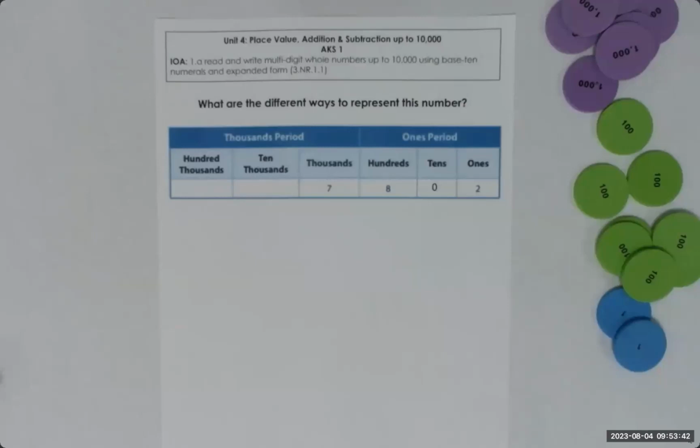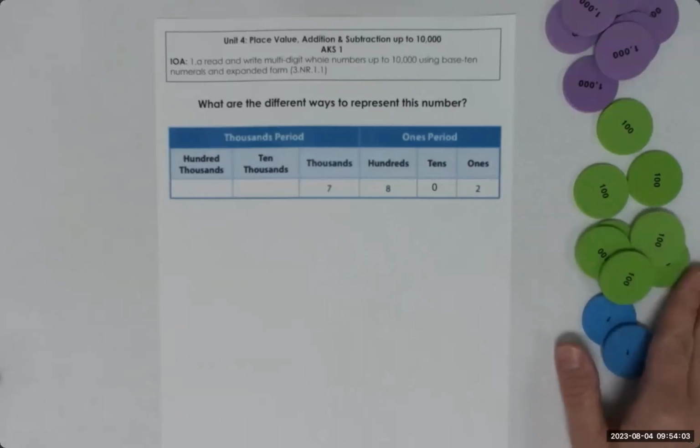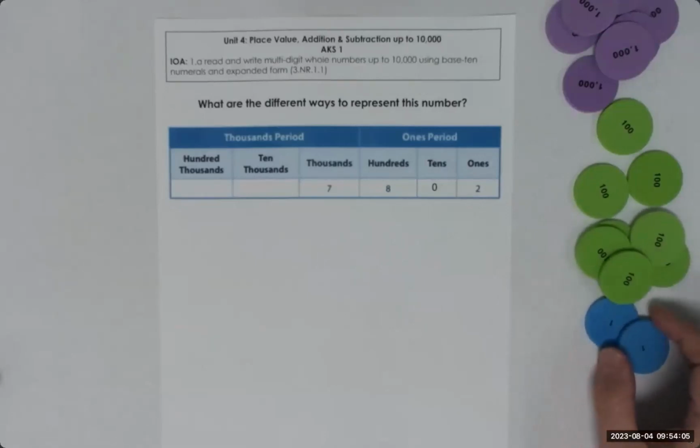We're going to take a look at this problem for AKS 1, IOA 1A. This AKS and this IOA is a repeat from Unit 1. However, we are now working with numbers up to 10,000. You will notice in this video, we are going to talk about instructional strategies using our place value discs, which is a new tool for our students to be using.